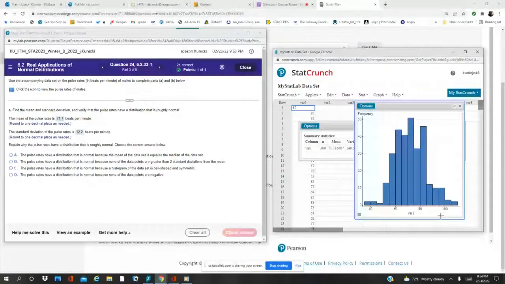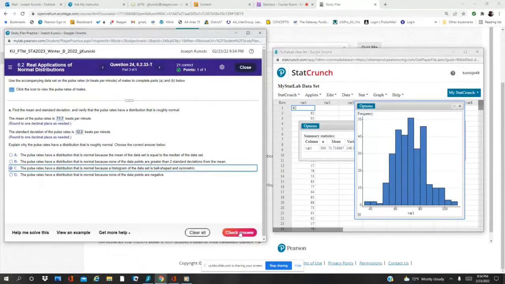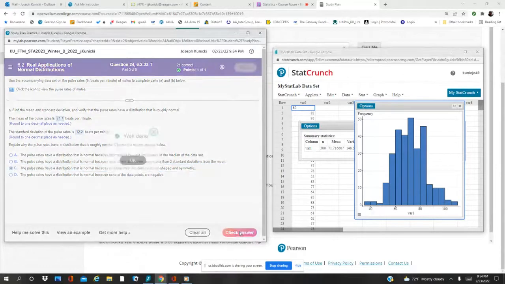And it looks roughly normal. There's a couple of low spots, but given the size of the sample, well, actually it's 300. So it's high in the middle and low at the ends. So it's roughly a normal distribution, bell-shaped and symmetric, because of the histogram, which is what we did. We looked at it. That's what they want.